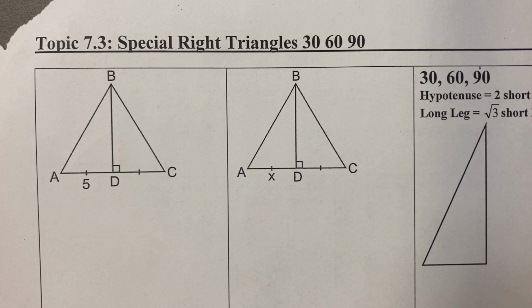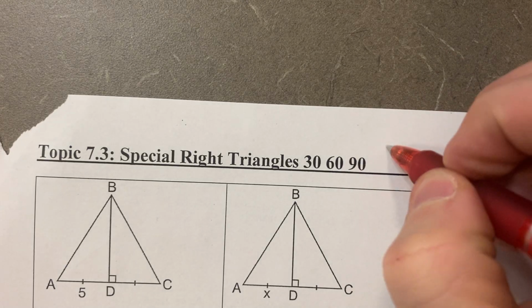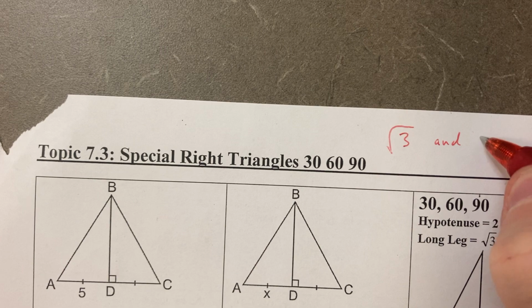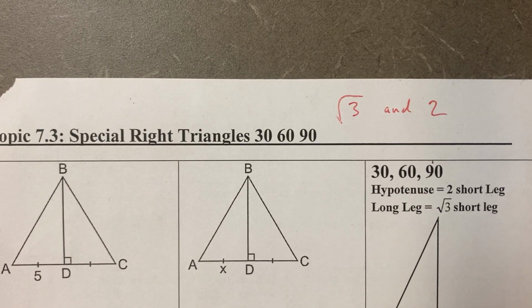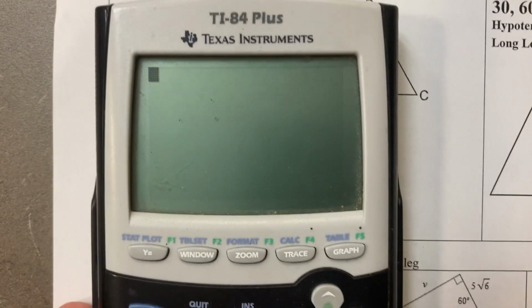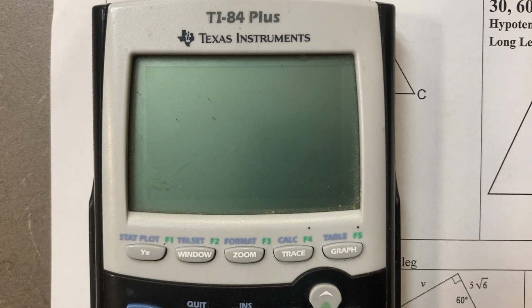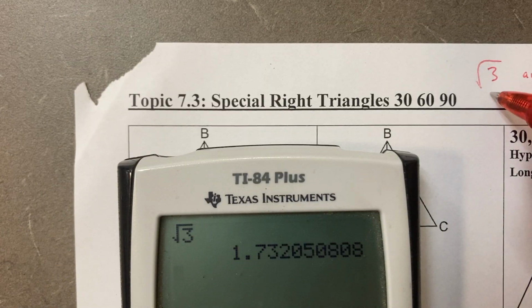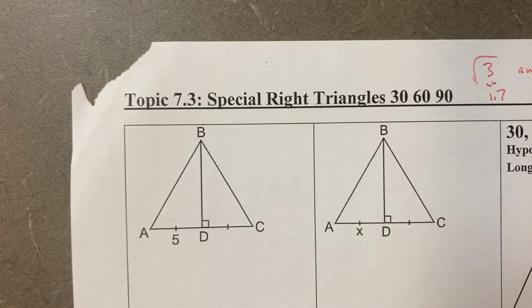The magic numbers of today are root 3 and 2. So before we get into it, what is root 3? Root 3 is not quite root 4, so it's not quite 2. Root 3 is about 1.7. So keep that in mind.